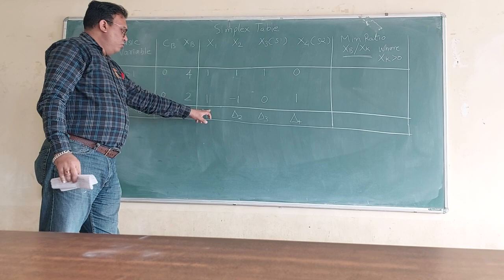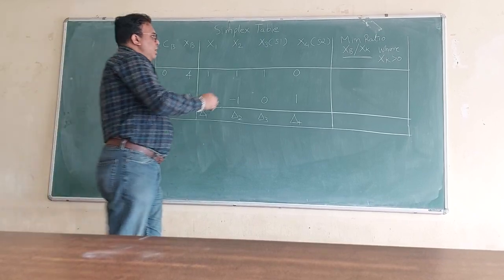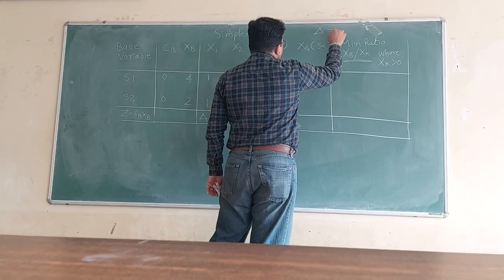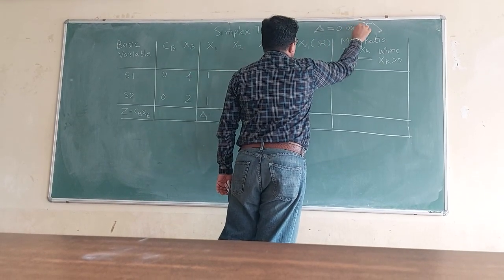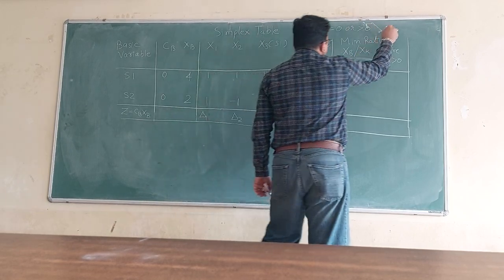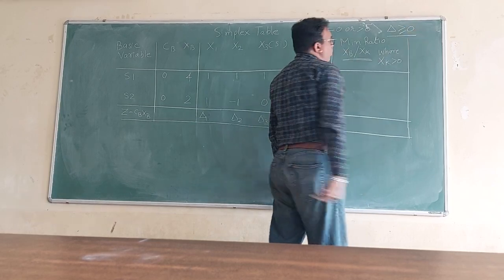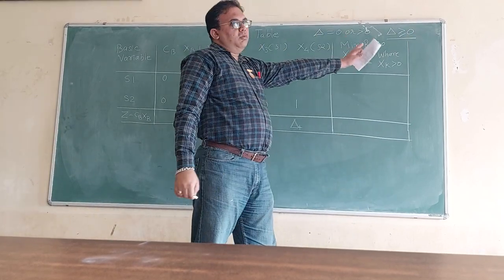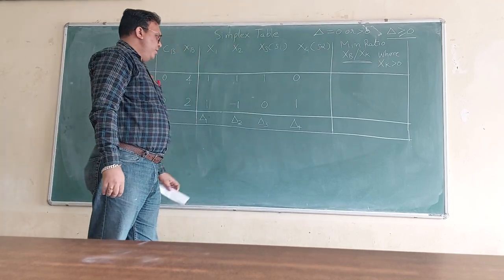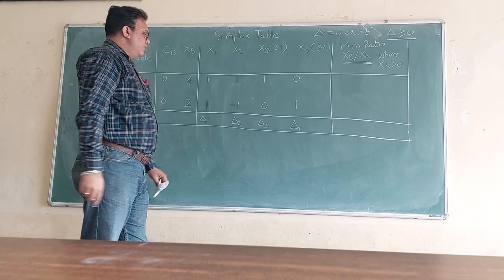Now we have to find the value of delta over here. The condition is that delta value should be equal to 0 or greater than 0. If we find the delta value is 0 or greater than 0, then we have to stop the process, right? So for finding out the delta, we have one equation.